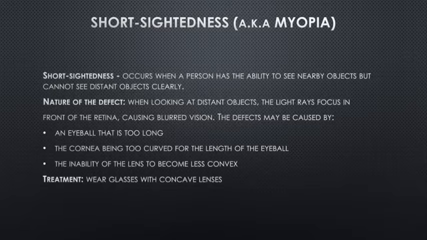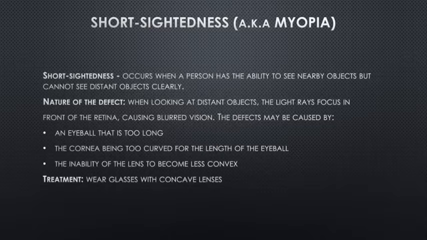This defect can be caused by having an eyeball that is too long. In other words, it's too big. Or it can be caused by the cornea being too curved, or by the inability of the lens to become less convex. And then the treatment for this kind of condition is glasses with concave lenses.